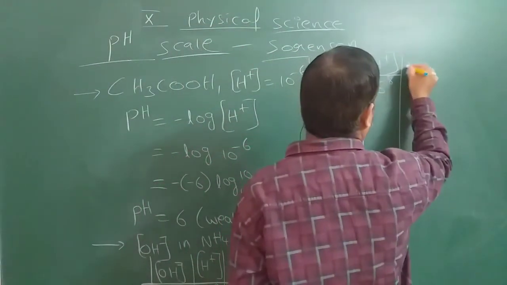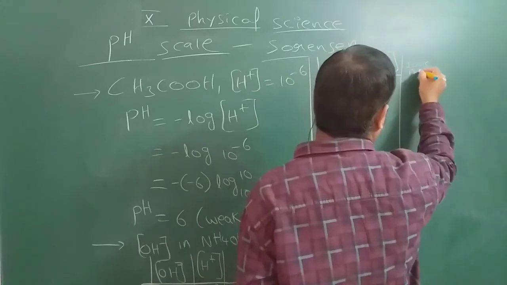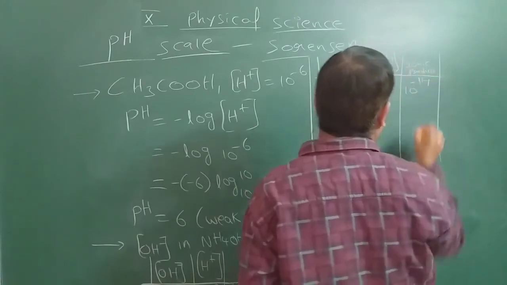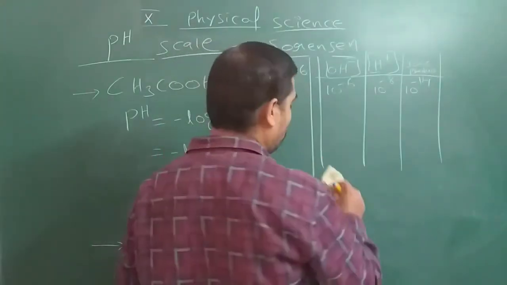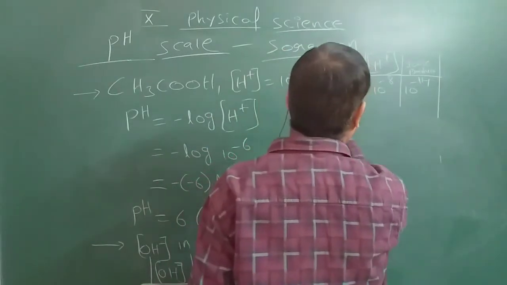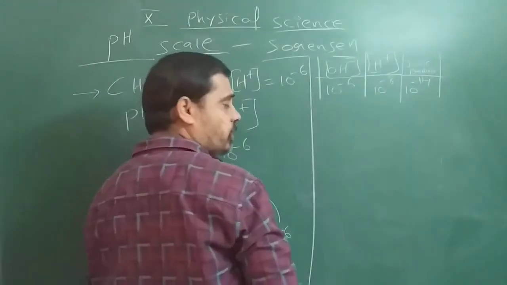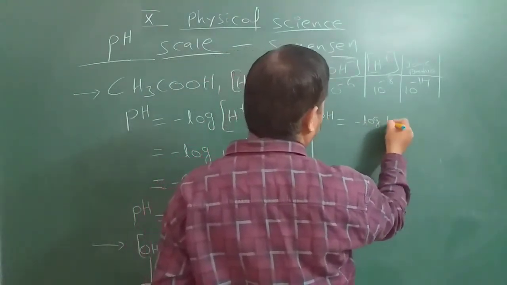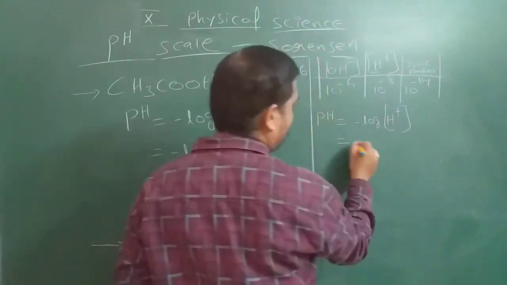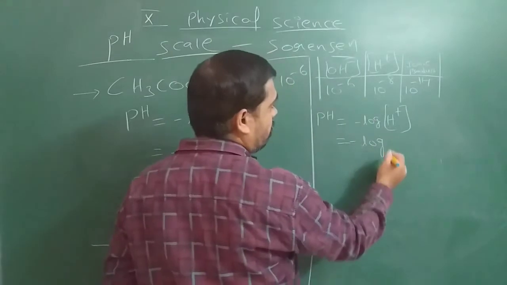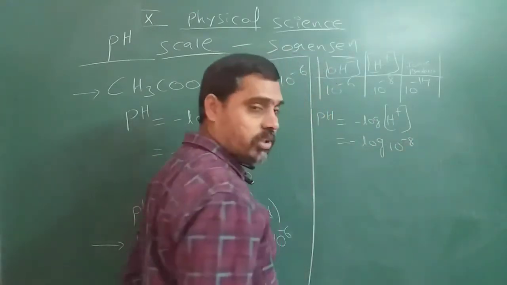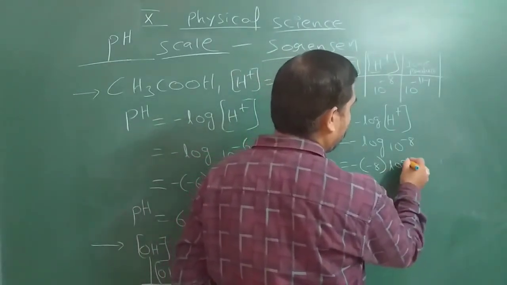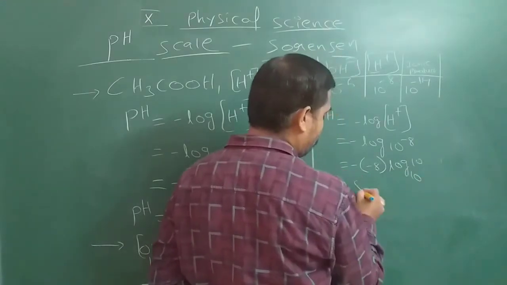That is known as the ionic product, which should be equal to 10 power minus 14. That means the H plus ion concentration is 10 power minus 8. So we know how to find the pH value now, right? pH is equal to minus log H plus ion concentration, which is minus log 10 power minus 8, which is equal to 8.